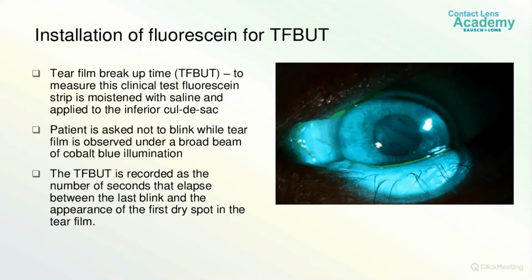The instillation of fluorescein for tear film breakup time. To measure this clinical test, a fluorescein strip is moistened with saline and applied to the inferior cul-de-sac. The patient is asked not to blink while the tear film is observed under a broad beam of cobalt blue illumination. The tear film breakup time is recorded as the number of seconds that elapse between the last blink and the appearance of the first dry spot in the tear film.